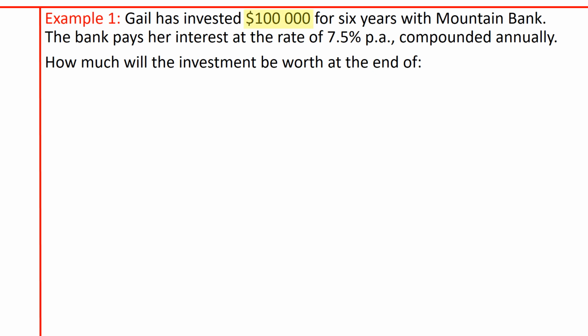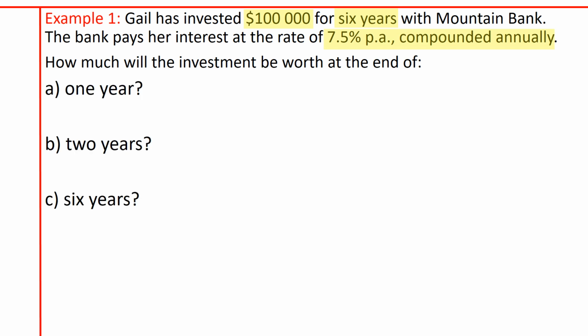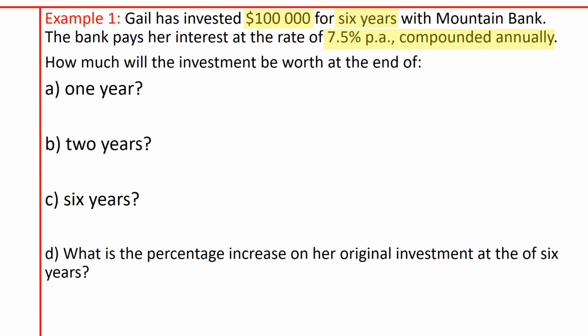So keywords to highlight here is $100,000. It's for 6 years as our term, and we have a 7.5% interest rate, and we know that this is a compound interest question because it says that it's compounded annually. So we want to find out what it's worth at the end of 1 year, 2 years, 6 years, and then what is the percentage increase on her original investment in the end of 6 years. So to 2 decimal places. So for 1 year, I'm going to highlight that as well, just because that's our term for this question.